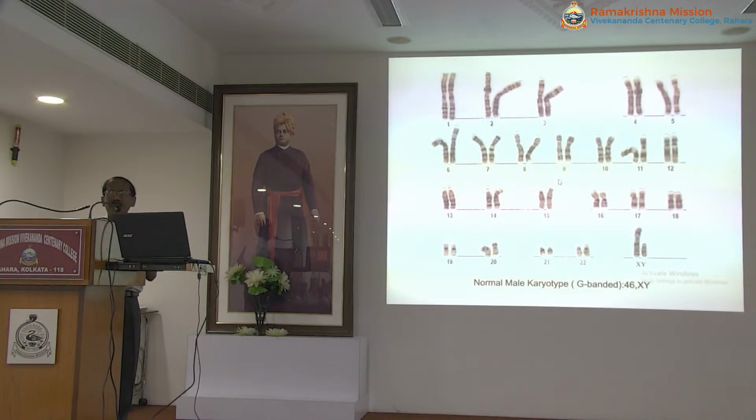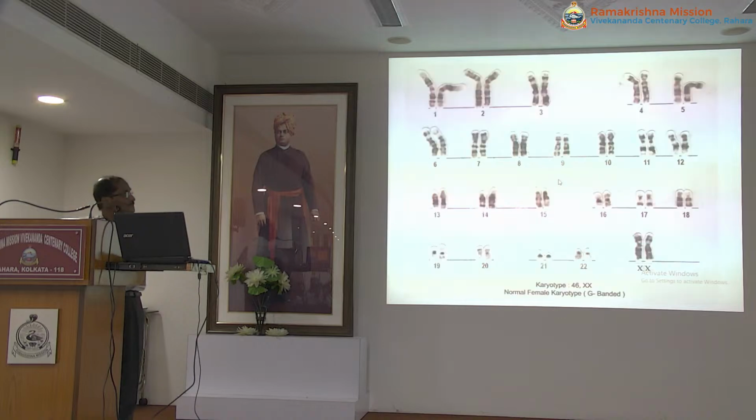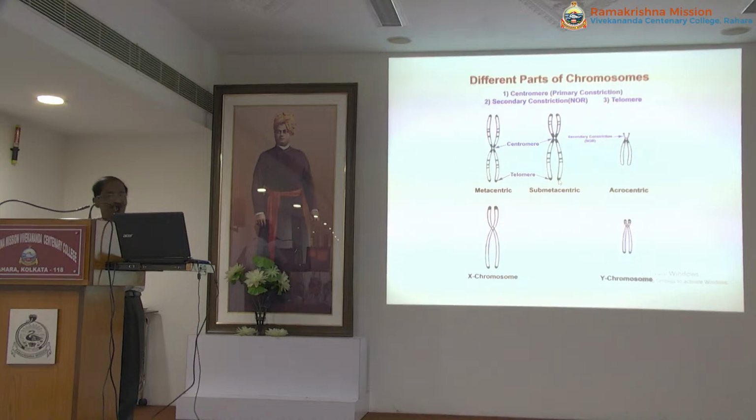Okay, I have shown a number of slides, but I will go very fast because there is a time constraint. It is female, XX, and it is G banded. Whenever we try to identify, we use the G band. And there are different types of chromosome: metacentric, submetacentric, acrocentric, but not telocentric. That is in mice.